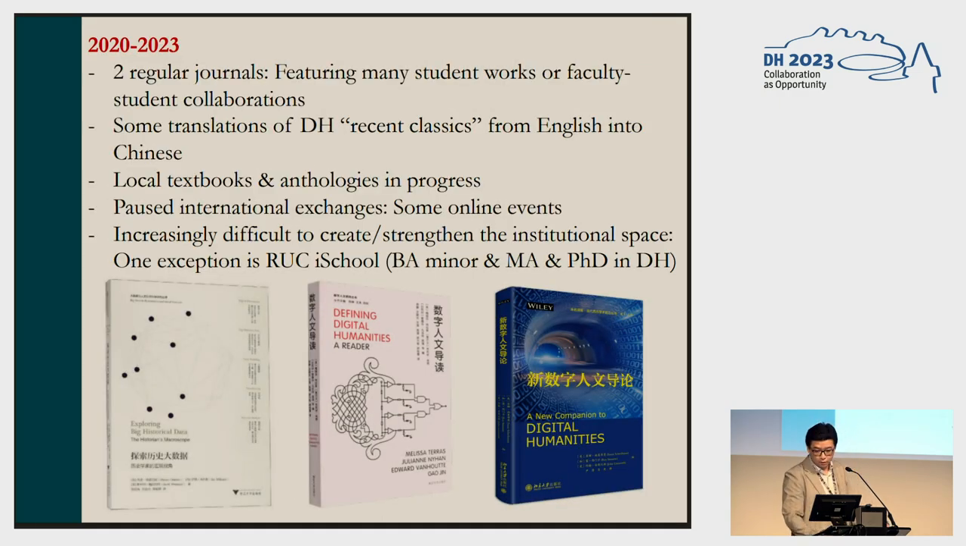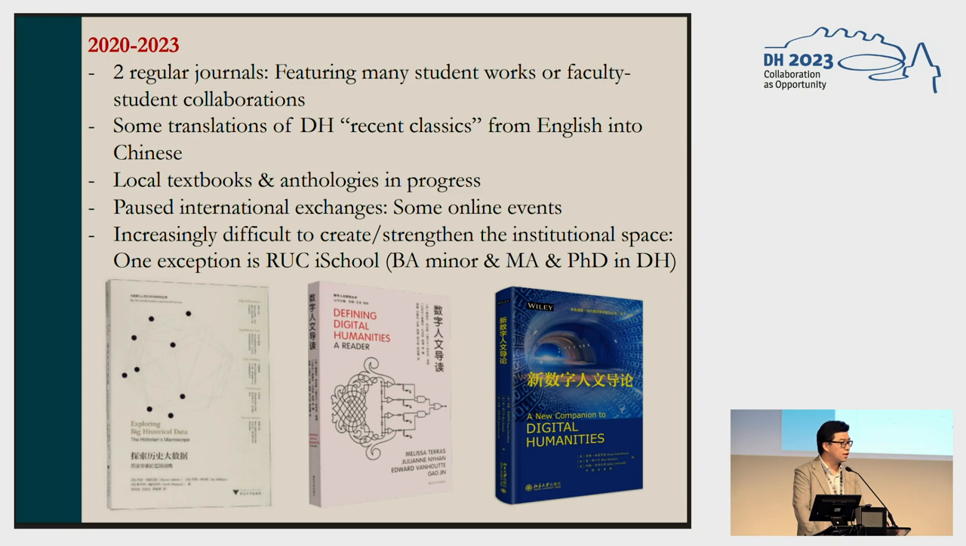Reporting on recent updates, very quickly. There are two regular journals for DH research, and they feature many of the works by students, by grad students, and by faculty-student collaborations, which is great, of course. And we also see some translations of the classics in the field from English into Chinese, as well as the development of some locally honed Chinese scholars-authored textbooks and anthologies.